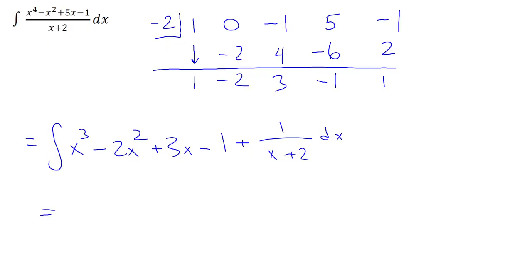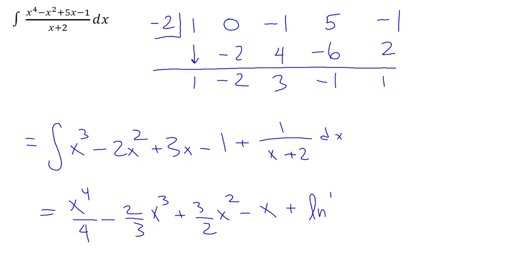Again, just a power rule till we get to the end. X to the 4th over 4 minus 2/3 x cubed plus 3/2 x squared minus x. And the integral of 1 over x plus 2 is still one you should be able to do in your head. It's a simple u sub where u is x plus 2 and du is dx. So it ends up being 1 over u, which integrates to natural log absolute value of u, or of that denominator x plus 2. And of course, don't forget the plus c.